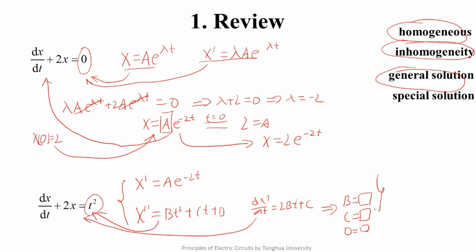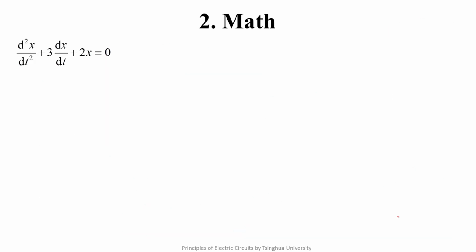We know that x equals x prime plus x double prime, by adding the two solutions. Here a is an undetermined coefficient. By using the initial condition, such as x0 equals 2, we can get a, so the whole solution for the equation is completed. This is the process of the first order.